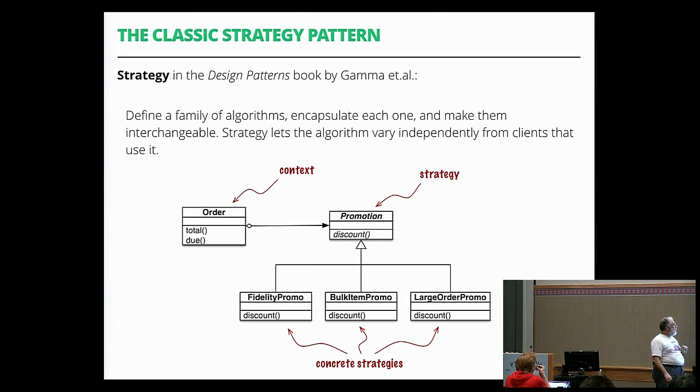And how is the strategy used? There is a method that computes the total cost of the order, and there is a method that computes the amount due. And the amount due is basically the total minus a discount. So this due method calls a discount method on the strategy to compute the discount.